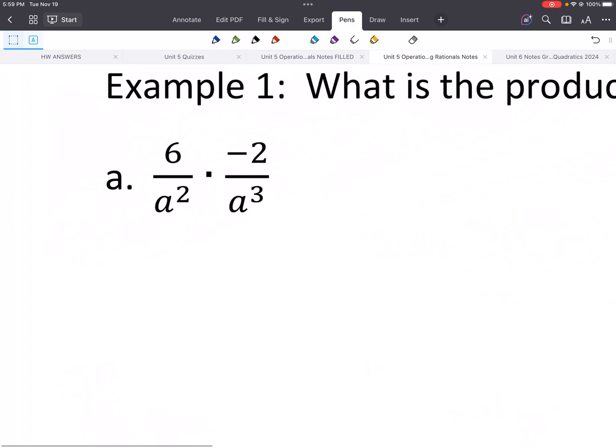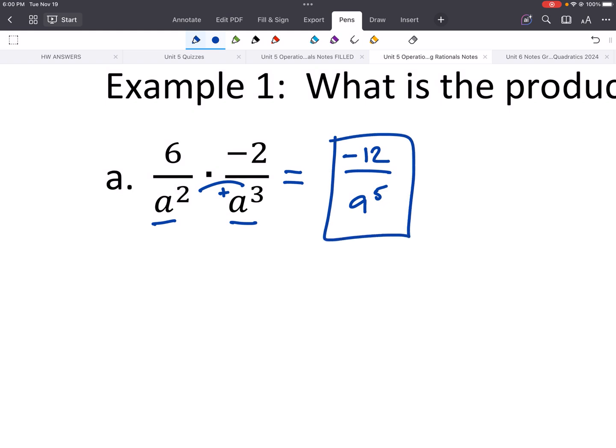So we'll start with something simple. Probably you won't have something as easy as this, but again, I think it helps us learn some of the things that we can do, okay? So multiply across, right? So negative 12 over, and again, when we multiply variables, we can add their exponents, so a to the 5th. So that would be our answer. We can't simplify that any further, and our excluded value would be 0.